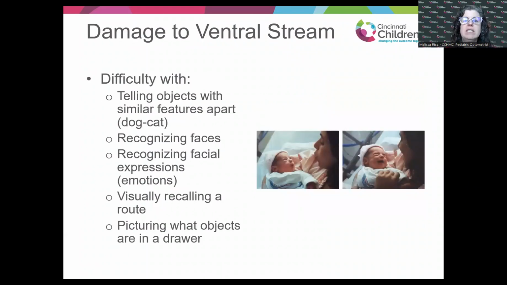Some more examples, they could have difficulties telling a cat and a dog apart because, theoretically, they all have tails and ears, and then recognizing faces or facial expression, emotions. They might have a hard time socially if they can't recognize if a person's happy or annoyed with them. Visually recalling a route and picturing what objects are in a drawer. You know how you know where your things are in your kitchen and you know exactly where the different things are because you have that piece of information in your brain. That can be tricky for them to find things.